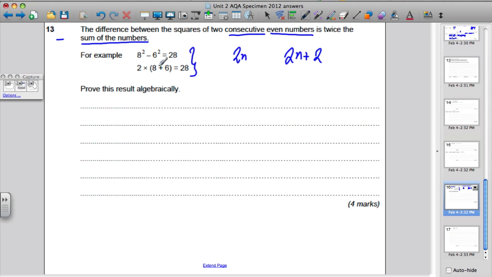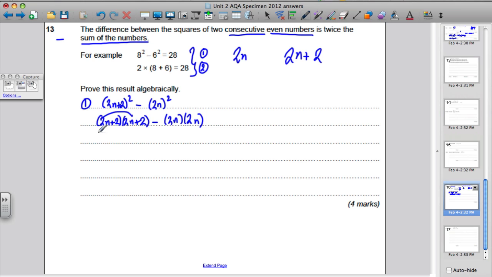Okay, the first one. If I call that 1 and 2, I'm trying to show it looks like 1 and 2. With 1, let's take the bigger number, 2n plus 2 squared, and you want to take away 2n squared. Well, 2n plus 2 squared means 2n plus 2 multiplied by 2n plus 2. Subtract 2n multiplied by 2n. Okay, let's have a go at doing this one.